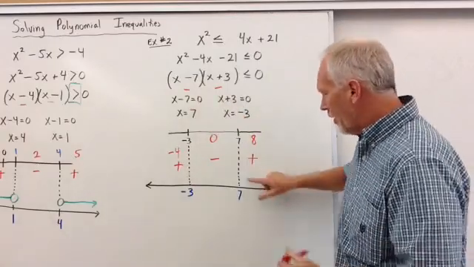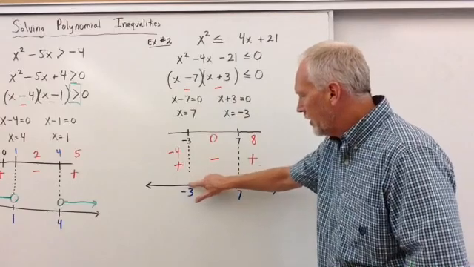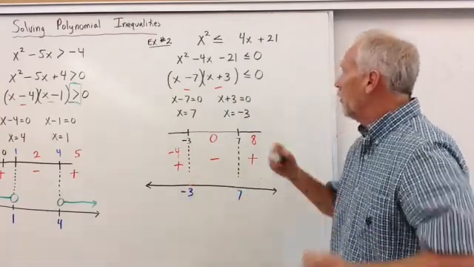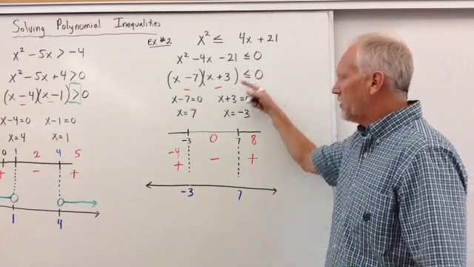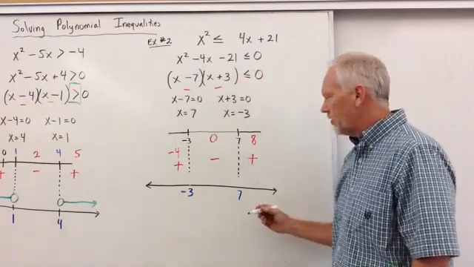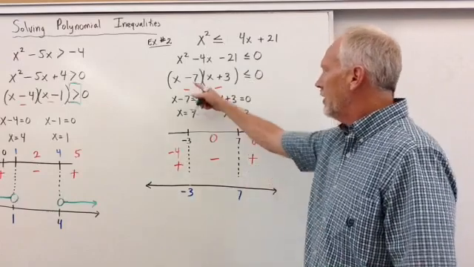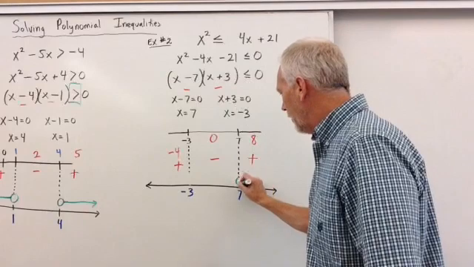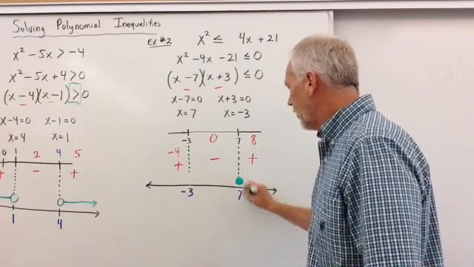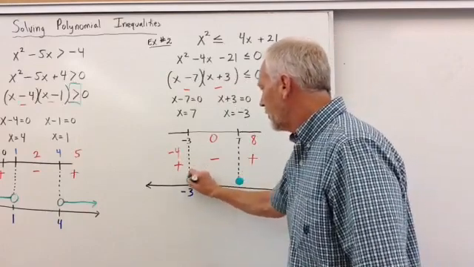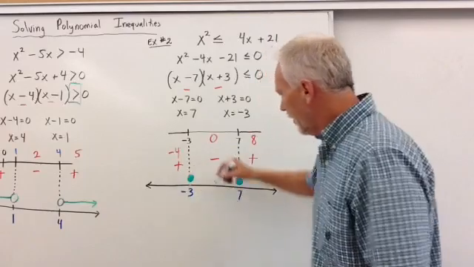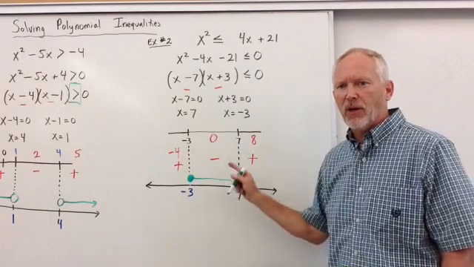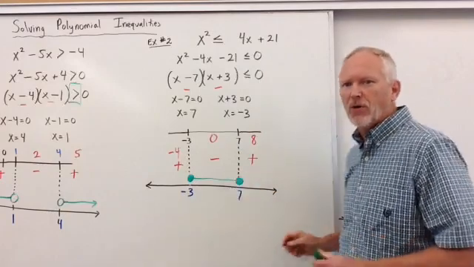So again, with our number line, this time we're equal to 7, and we want to know, is it less than 0? So this time we're less than 0. But we can include 7, and we can include negative 3 because it says equal. So I'm going to go ahead and fill in my circle here, fill in my circle there. And then we draw a line in between because that is the interval for which it is negative.